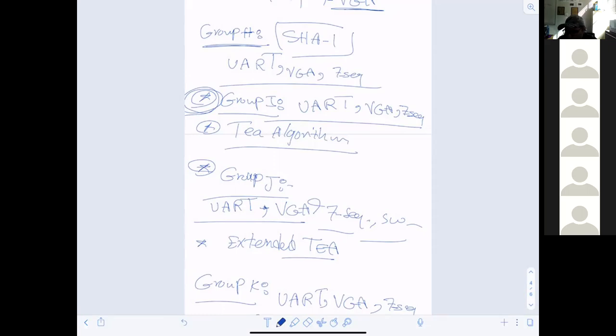Group projects: all assigned projects have to use UART, VGA, seven-segment displays, switches, LEDs, and buttons, right?